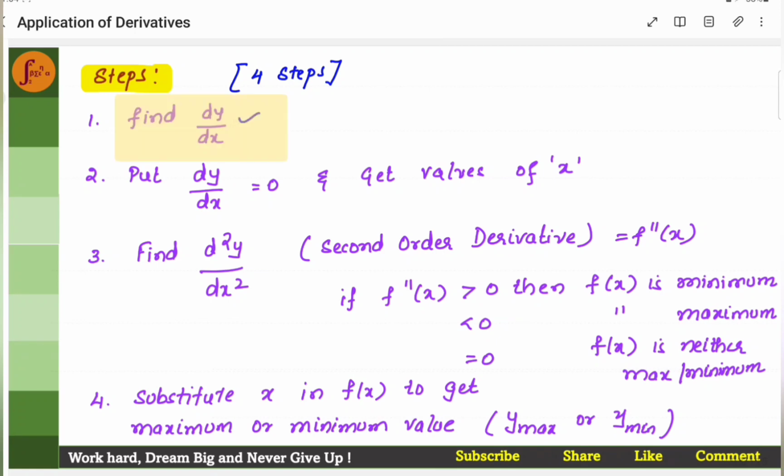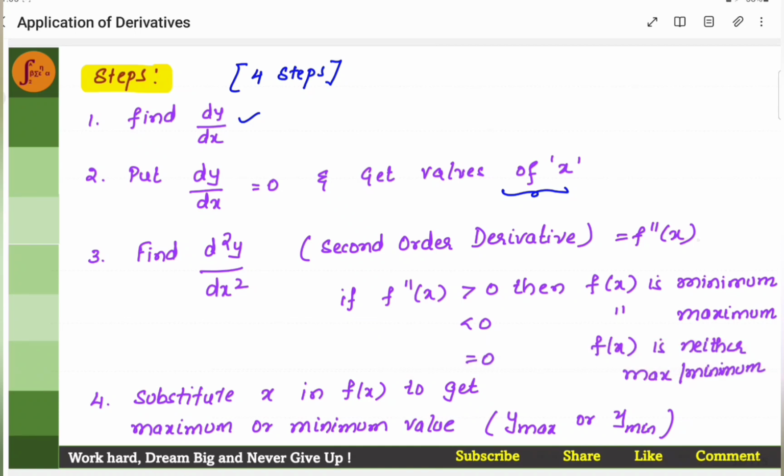First, you'll have to find dy by dx. That is the first order derivative. Then put that dy by dx as 0 and get the values of x. Then differentiate again. That is, find the second order derivative, d square y by dx square. And then see the value that you get after finding the second order derivative. If it is greater than 0, then the function is minimum. If it is lesser than 0, then the function is maximum. If it is equal to 0, the function is neither maximum nor minimum.